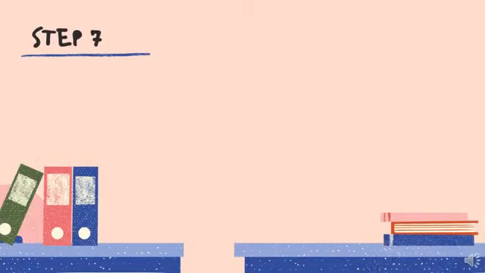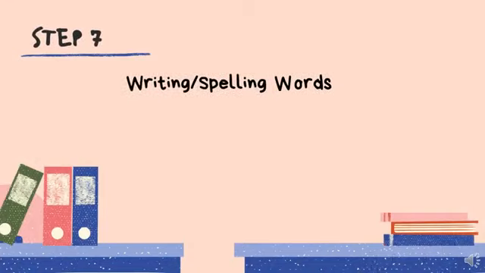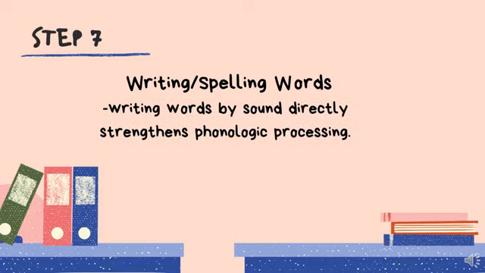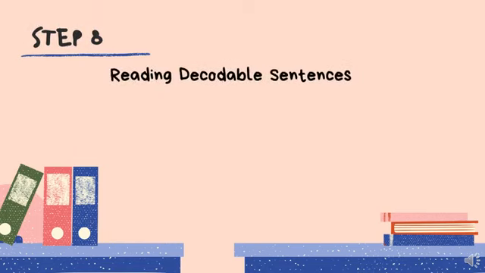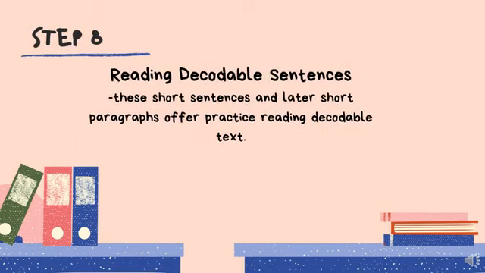Step number 7. Writing or spelling words. In this activity, the child writes or spells words from the decodable list. Writing words by sound directly strengthens phonologic processing. Step number 8. Reading decodable sentences. These short sentences and later short paragraphs offer practice reading decodable texts.